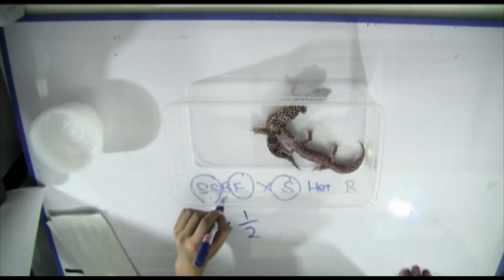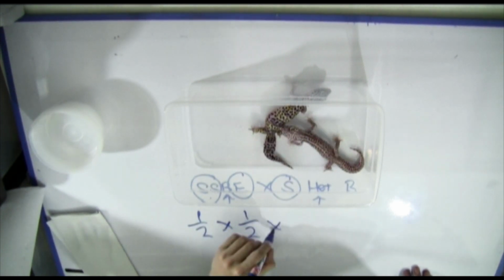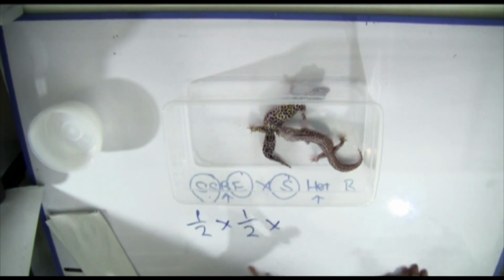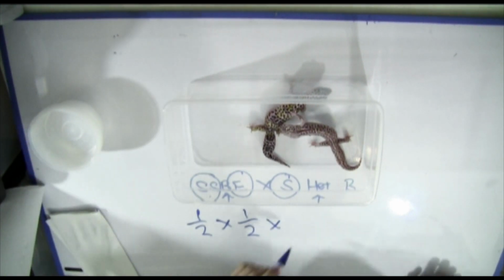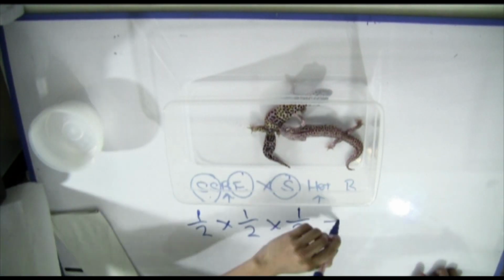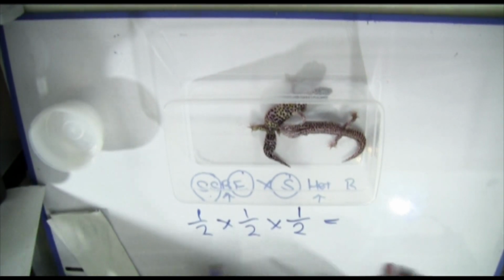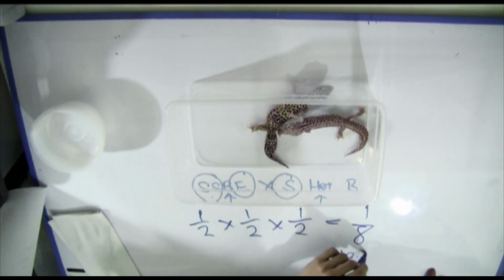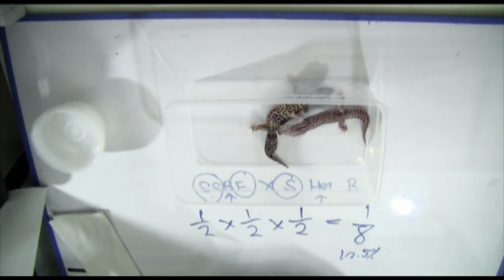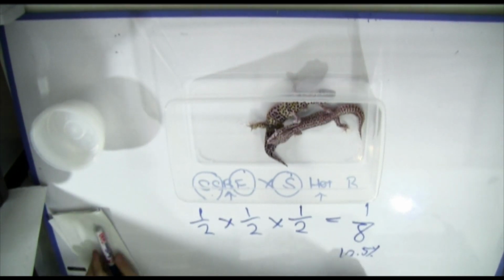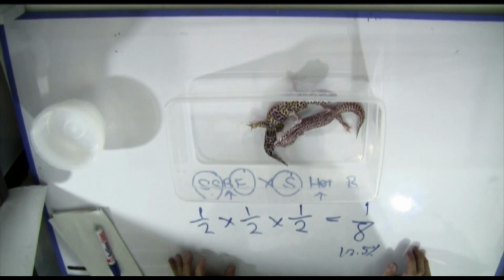And now the bell to a het bell. As I showed earlier, a tremper to a het tremper gives a 50-50 outcome. In the same way, it is a 50% chance. And so you have now 1 over 8, or 12.5% chance of producing a super snow bell enigma.